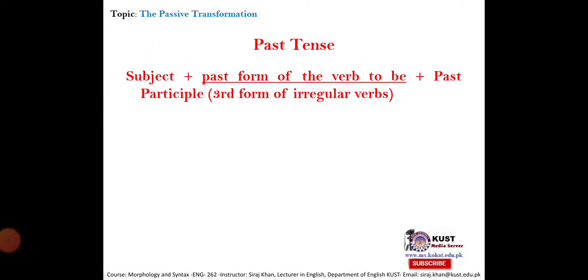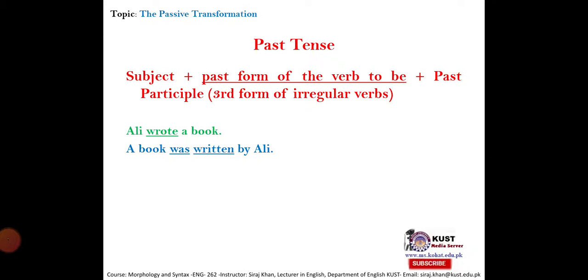Past tense: subject plus past form of the verb to be plus past participle, third form of irregular verb. Ali wrote a book. A book was written by Ali. Ali wrote a book. Ali, subject, followed by a verb, second form of verb, and object a book. A book was written by Ali.